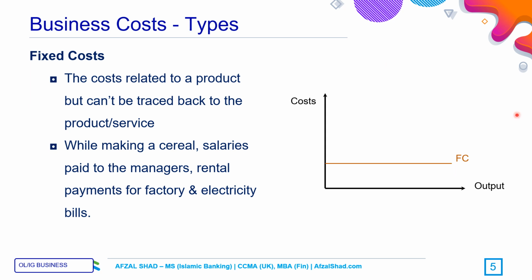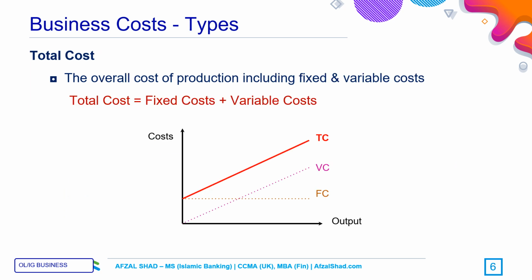So any question so far till this particular point? So let's move ahead with the next element. That is the total cost. What is the total cost? The overall cost of production, that means the combination of the fixed cost plus variable cost, is called the total cost. For example, if the variable cost at a certain point was 5,000 and the fixed cost was 10,000, that means the total cost would be 15,000 at that point. So total cost is the combination of fixed cost and variable cost.